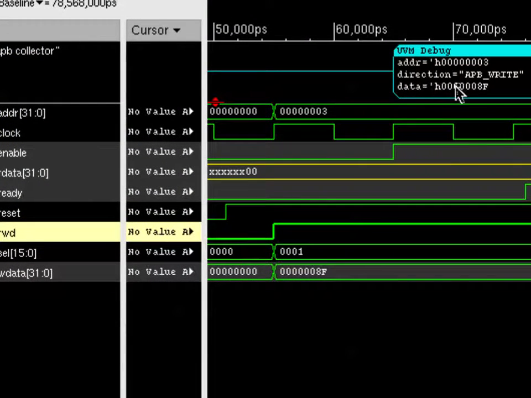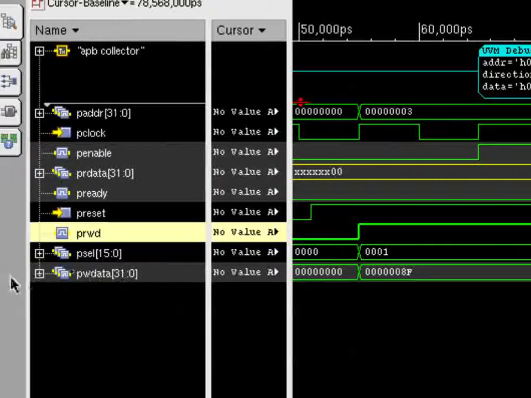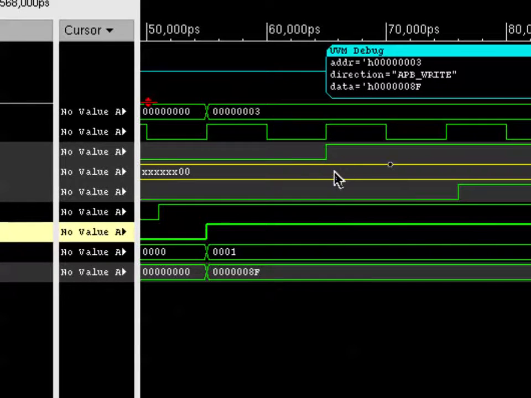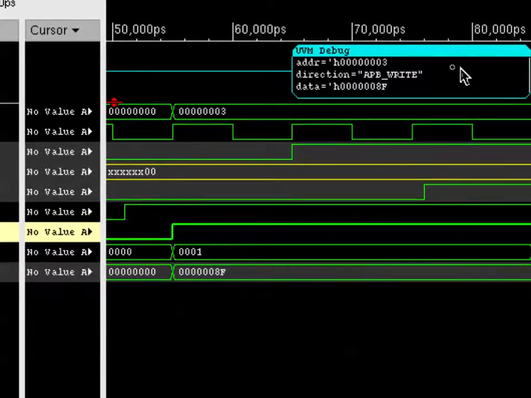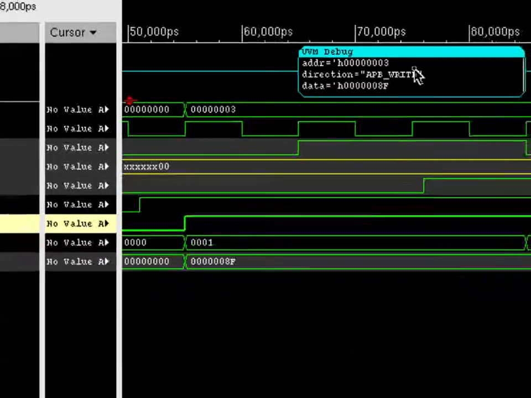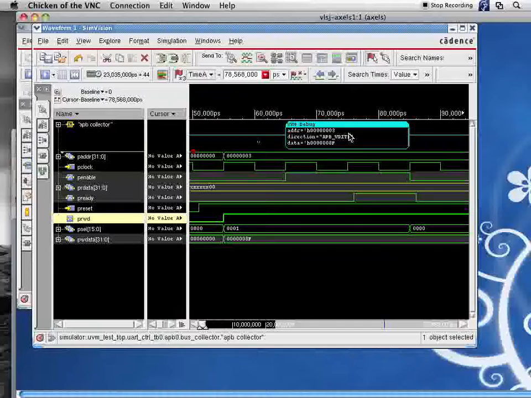You can also see the data here is 8F, and that is being muxed in from the write bus, PWDATA, right? So you can see that it uses all these signals together to eventually abstract and extract this particular transaction. Okay, so that's what it does.